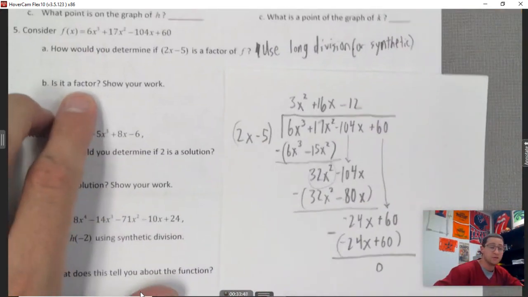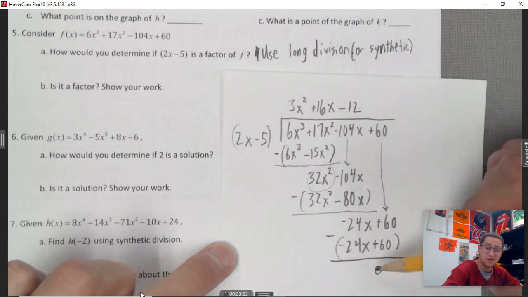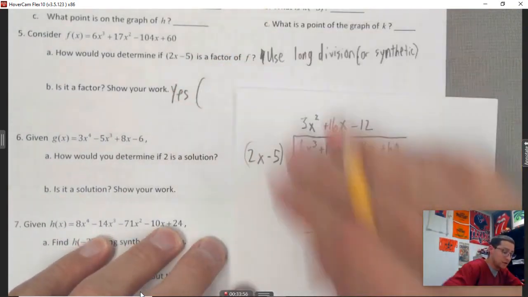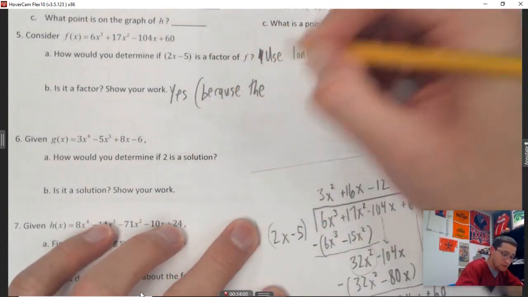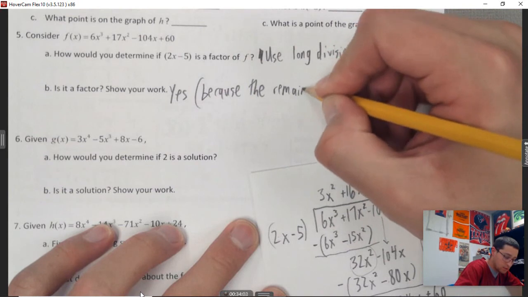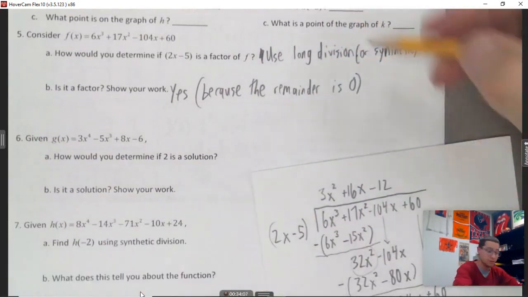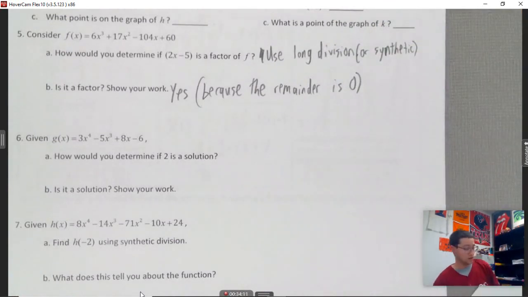Is it a factor? Well, that's what we just found. Yes, it is a factor only because my remainder is 0. And then we'll write, because my remainder is 0, after performing long division. And so there it is.